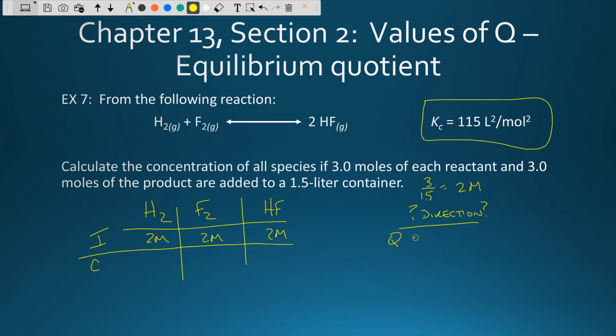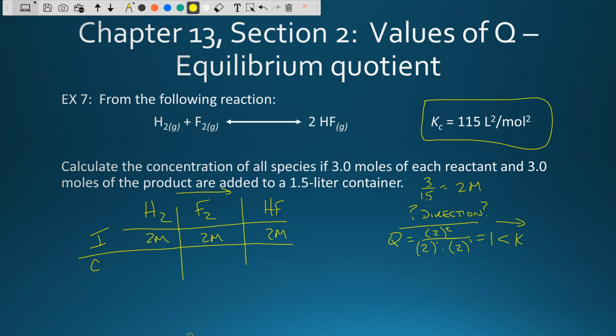So Q is going to equal my 2 squared, that's my hydrofluoric, over my 2 of my hydrogen times my 2 of my fluorine. Notice that ends up being 2 squared over 2 squared, and so I end up with a value of 1. So Q ends up being less than K. If Q is less than K, it means this is going to favor the products. It means my reaction is going this direction.